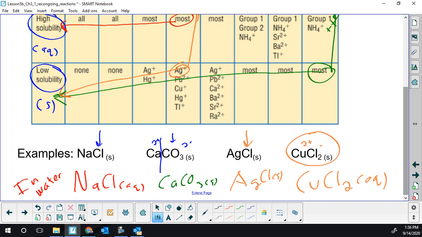So that's using the table to predict whether something is very soluble or has just a little bit of solubility. And that's as far as you're going to go in high school with this.